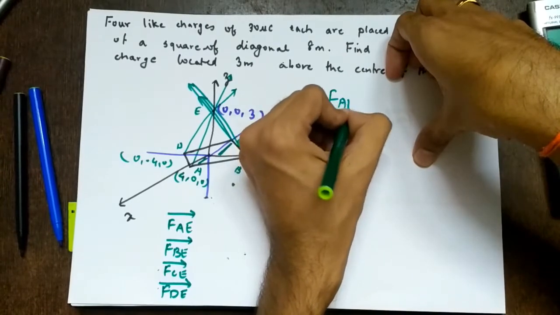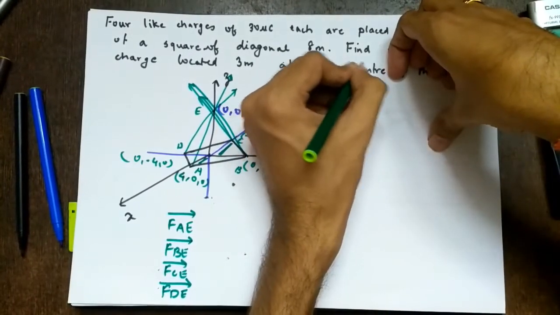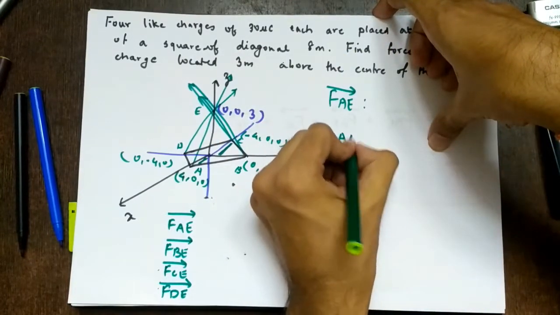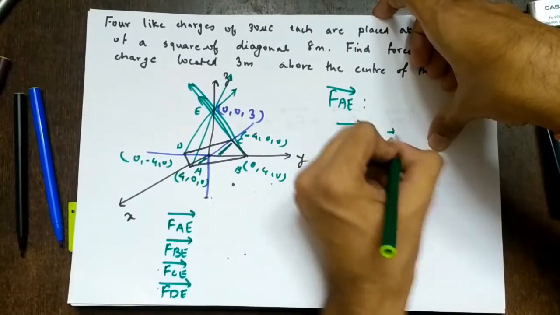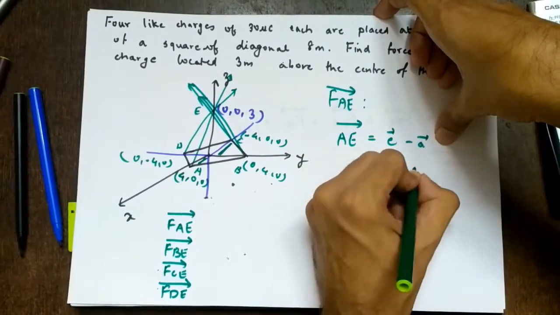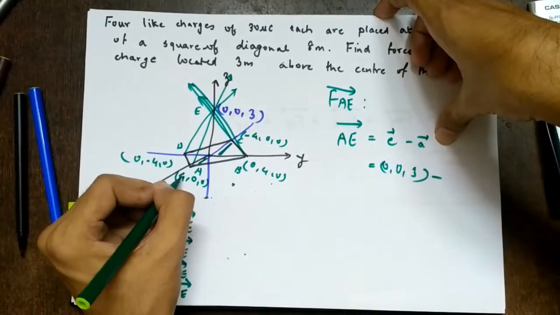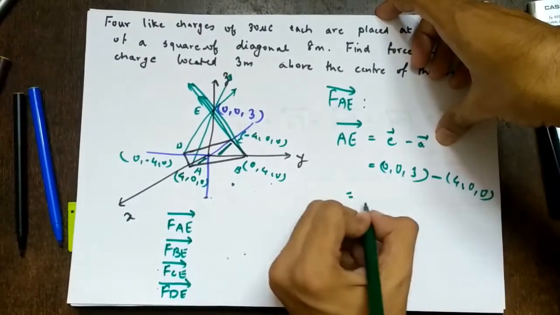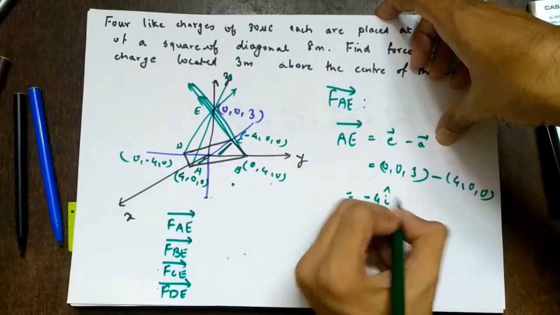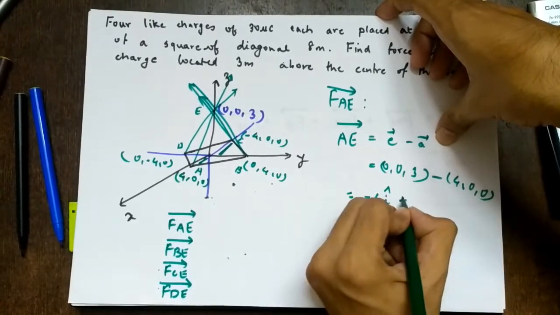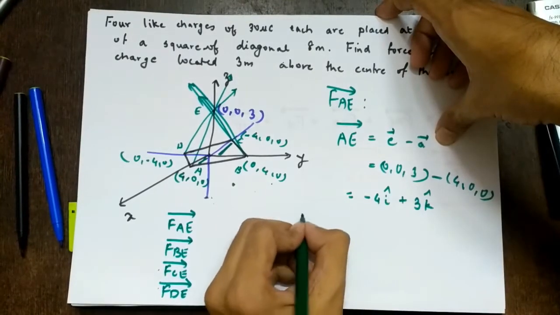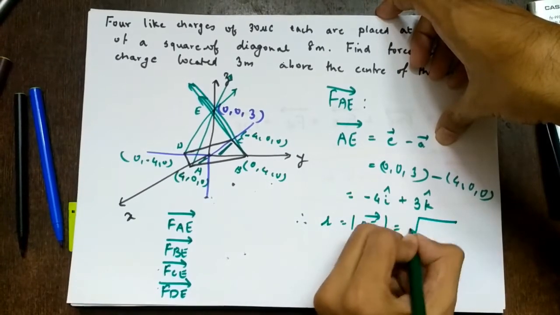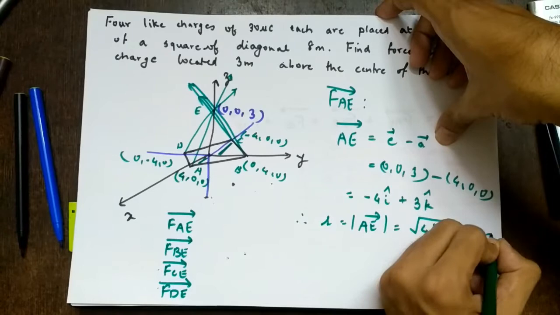So F_AE vector. Before this we'll write, applying Coulomb's law, F vector equals k Q1 Q2 upon r squared r cap. For this we will require the AE vector, which will be E vector minus A vector. What is the E vector? (0, 0, 3). What is the A vector? (4, 0, 0). So this will be (0 minus 4) i cap, (0 minus 0) j cap, (3 minus 0) plus 3 k cap. Therefore r equals the magnitude of the AE vector, square root of 4 squared plus 3 squared. If you calculate, this will be 5 meters.